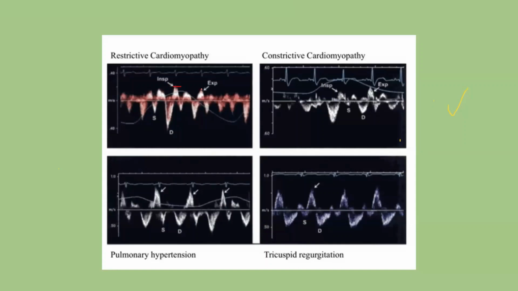So that's the diastolic reversal. Let's compare. This one is increasing during inspiration. So we have increased diastolic flow during inspiration. This is restrictive cardiomyopathy. Now in constriction, what do we have? Expiratory flow and inspiratory flow. So what do we have? We have increased diastolic flow during expiration. Okay? So this is an important distinction between these two.